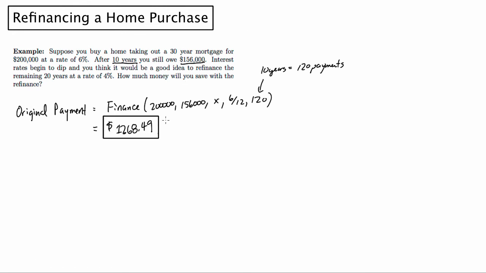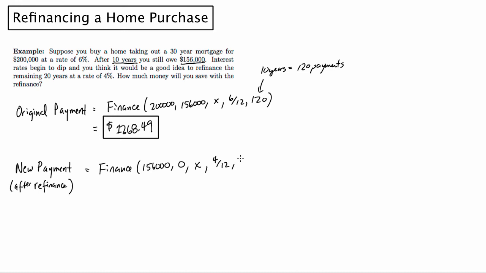So now that we know what the original payment would have been, we can go and calculate the new payment after the refinance. So after we do the refinance, you still only owe $156,000, and you're going to pay it completely off over the last 20 years. The payment that you make is going to be different, and the interest rate is different. And you're paying off, like I said, over the last 20 years, so that would be the last 240 payments.